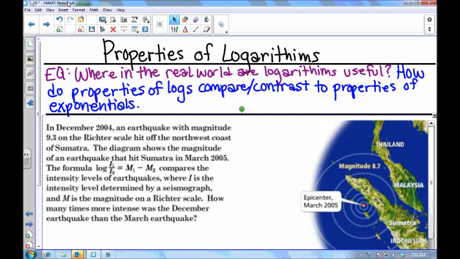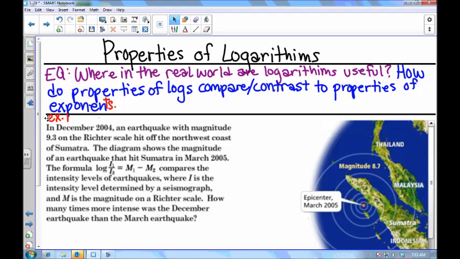For our first example, you don't need to write down everything, just write down the highlighted points. So, properties of logarithms. Your essential question is, where in the real world are logarithms useful? How do properties of logs compare and contrast to properties of exponents? I probably should have put the word exponents, because exponential functions is something different. Exponents. There we go. Is that good? Okay.